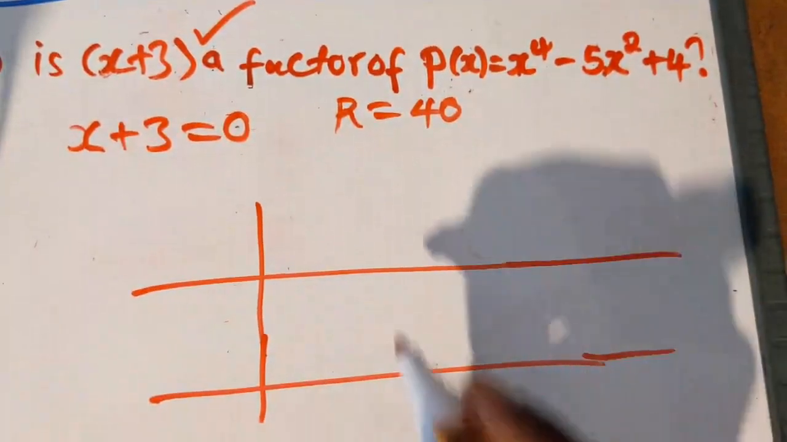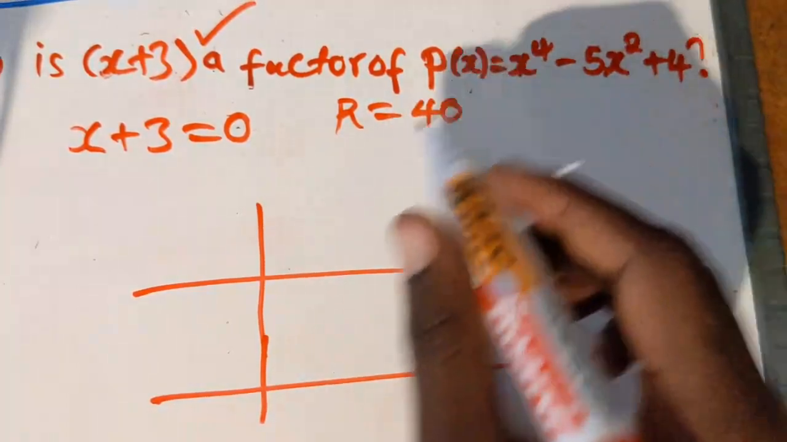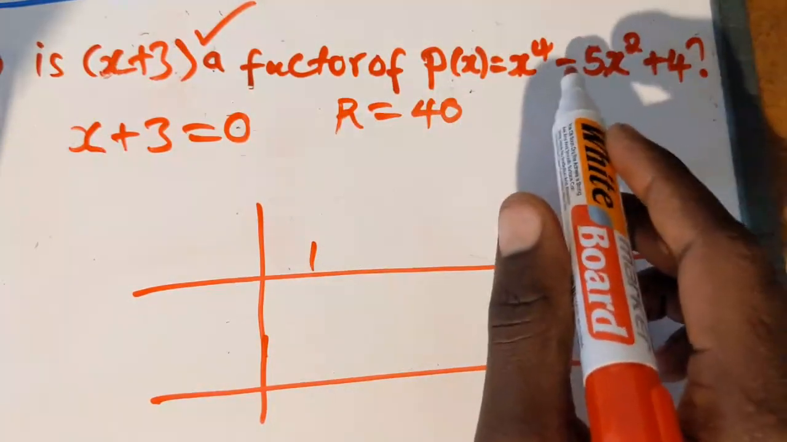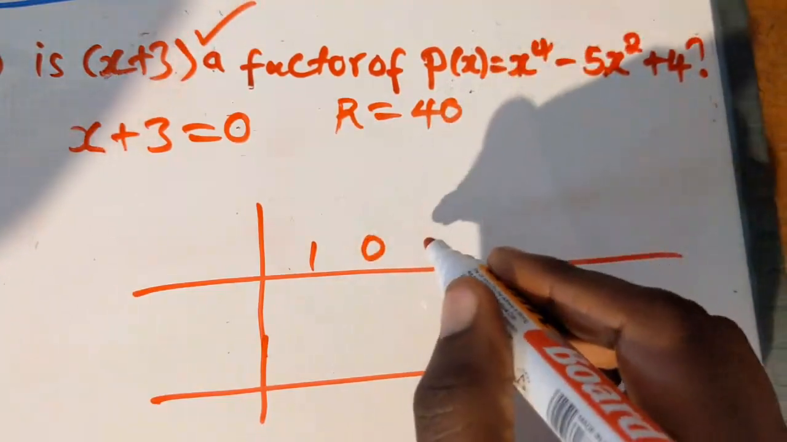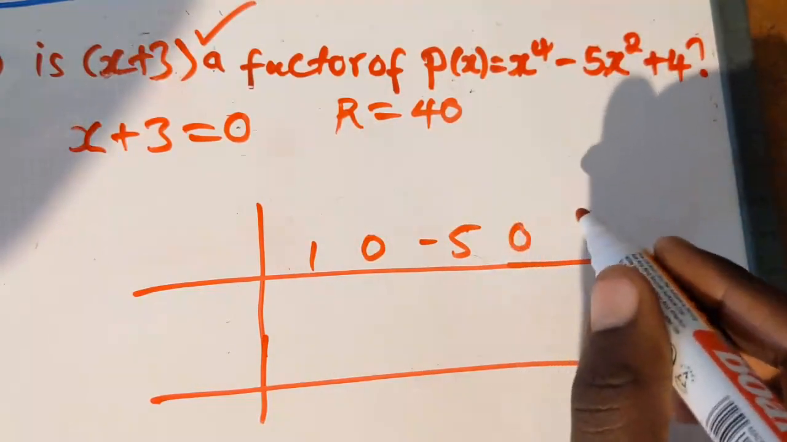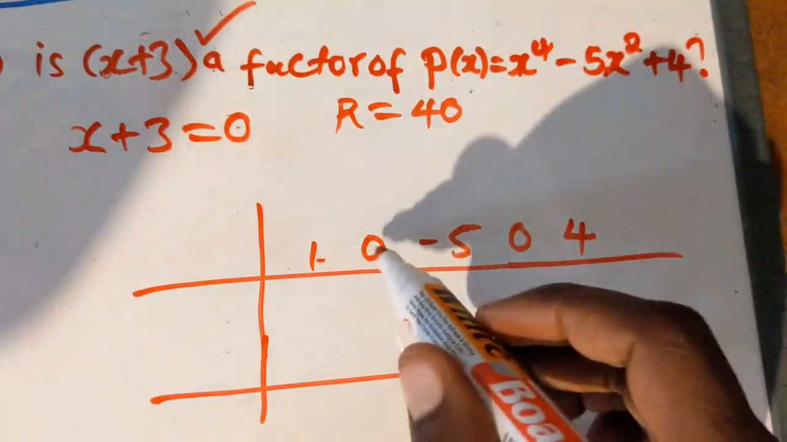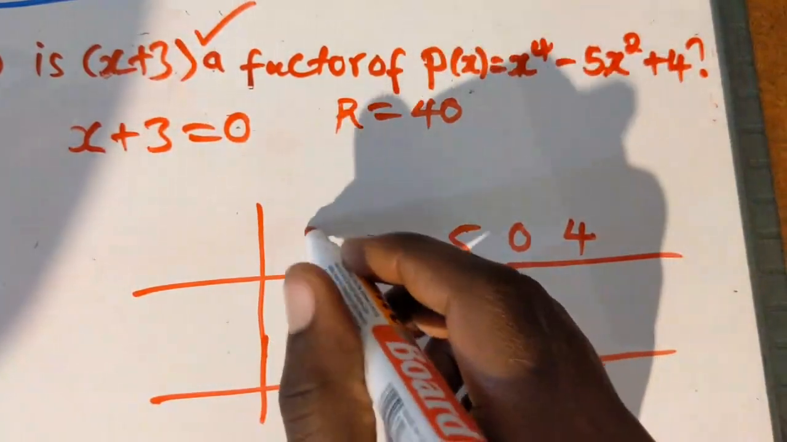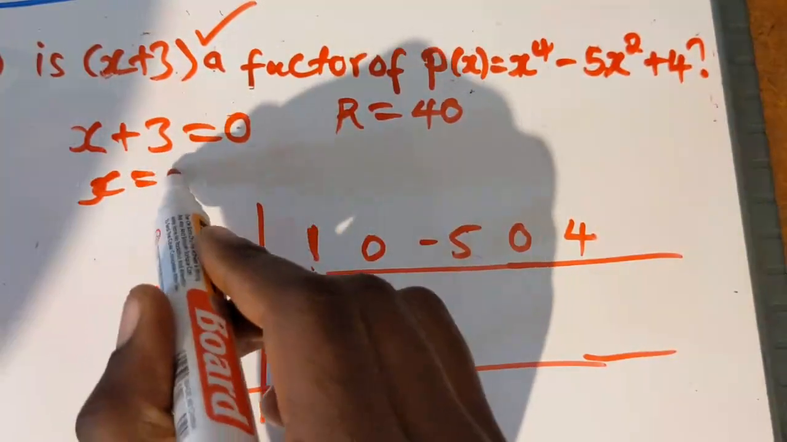Like that. Then here we have the coefficient of this, it is 1. Okay, the coefficient of that, it is 0. They have to be 0 to the power 3, then negative 5, then 0, then 4. Is that right? 1, 2, 3, 4, 5. Yes. So this is positive 1. So the value of x is equal to negative 3.